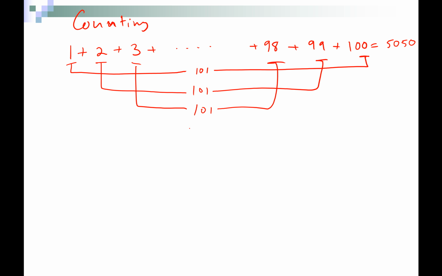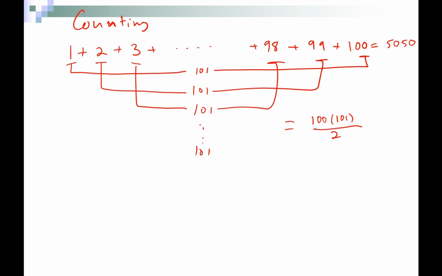And I keep doing that. How many 101s do I have? It turns out there's 50. And so the answer to this sum can be written as 100, that's the number that we're adding up to, times 101 divided by 2.